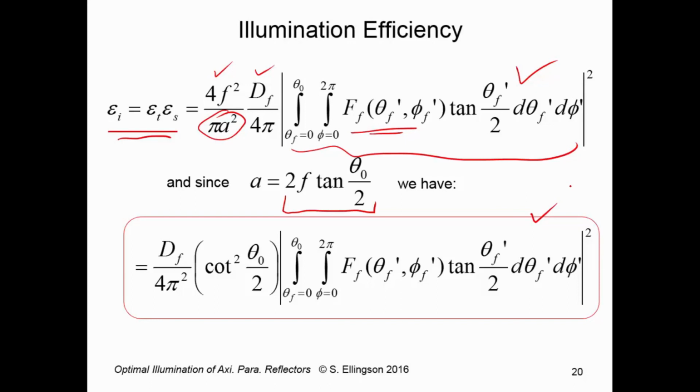It's now illumination efficiency given in terms of the directivity of the feed, the normalized feed pattern, and the angle to the rim. We know those three things. We can calculate the illumination efficiency.